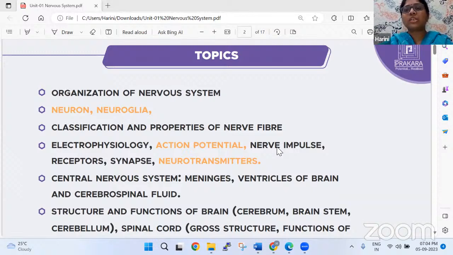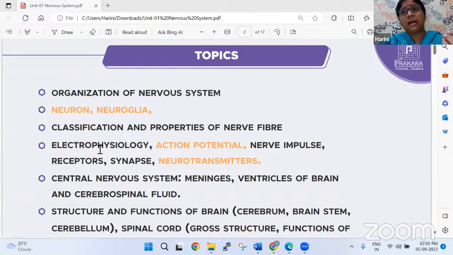And the major functional unit of any system, we have one cell. In the same way, the functional unit of the nervous system is a neuron. The next part is neuroglia. We'll also learn what a neuron is, because neurons make up the functional system known as the nervous system. Then we have various types of neurons, because our body doesn't do only one function. It has many functions, so we have different types of neurons which give different functions.